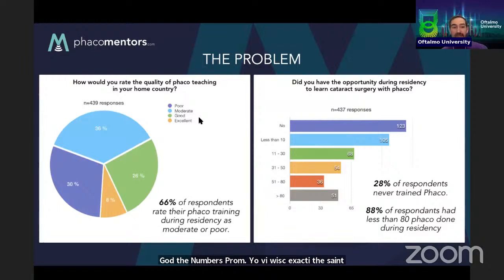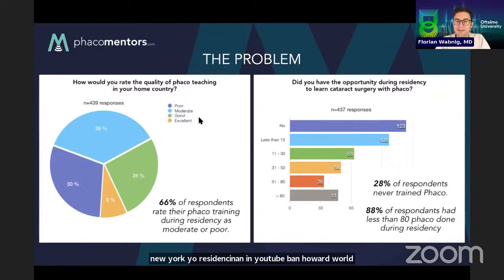Can you tell something about your residency in Europe, and how was your surgery training? Sure, I can be quite quick. Residency for me meant no surgery. It was in Germany, and I think it's similar for many. It's quite common, but some people are lucky to have some surgery and even some intraocular surgery. But for me, it was no. Did you have the opportunity during residency to learn cataract surgery? No.